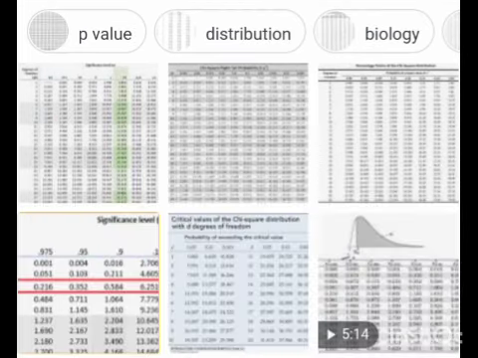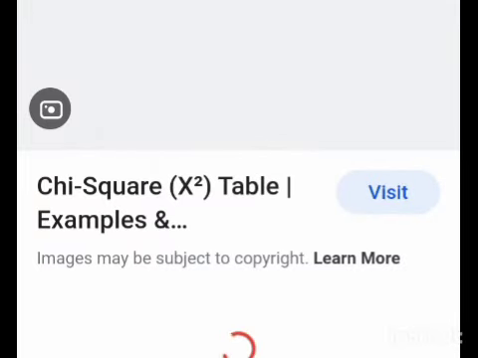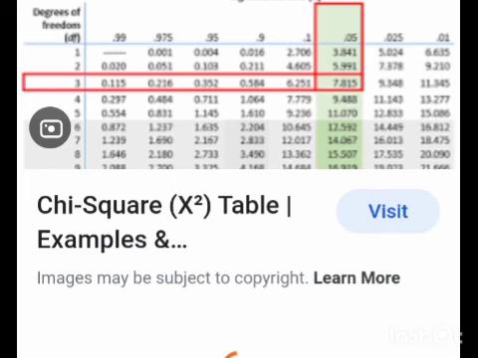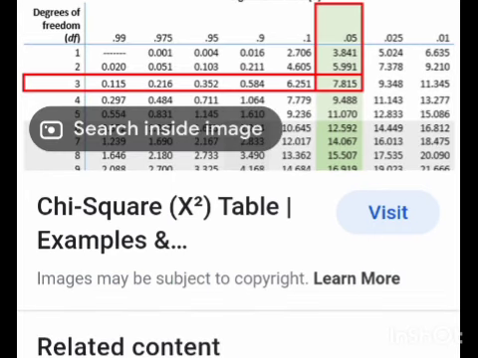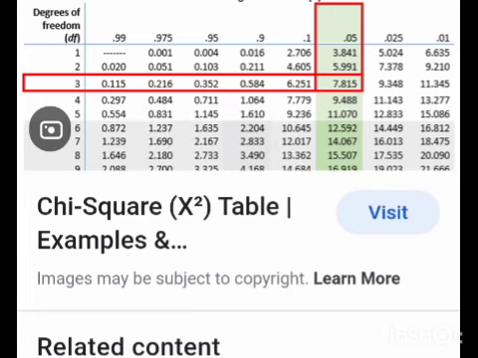Okay, so what you can see in this table is that we have degrees of freedom and we have the significance level, which is our critical probability, and we're considering 0.05, right? So for example, I have degrees of freedom 3, and now I'll look for the corresponding value at 0.05. That is coming as 7.815. Now I'll compare this value with the value that I calculated from my chi-square test, right?